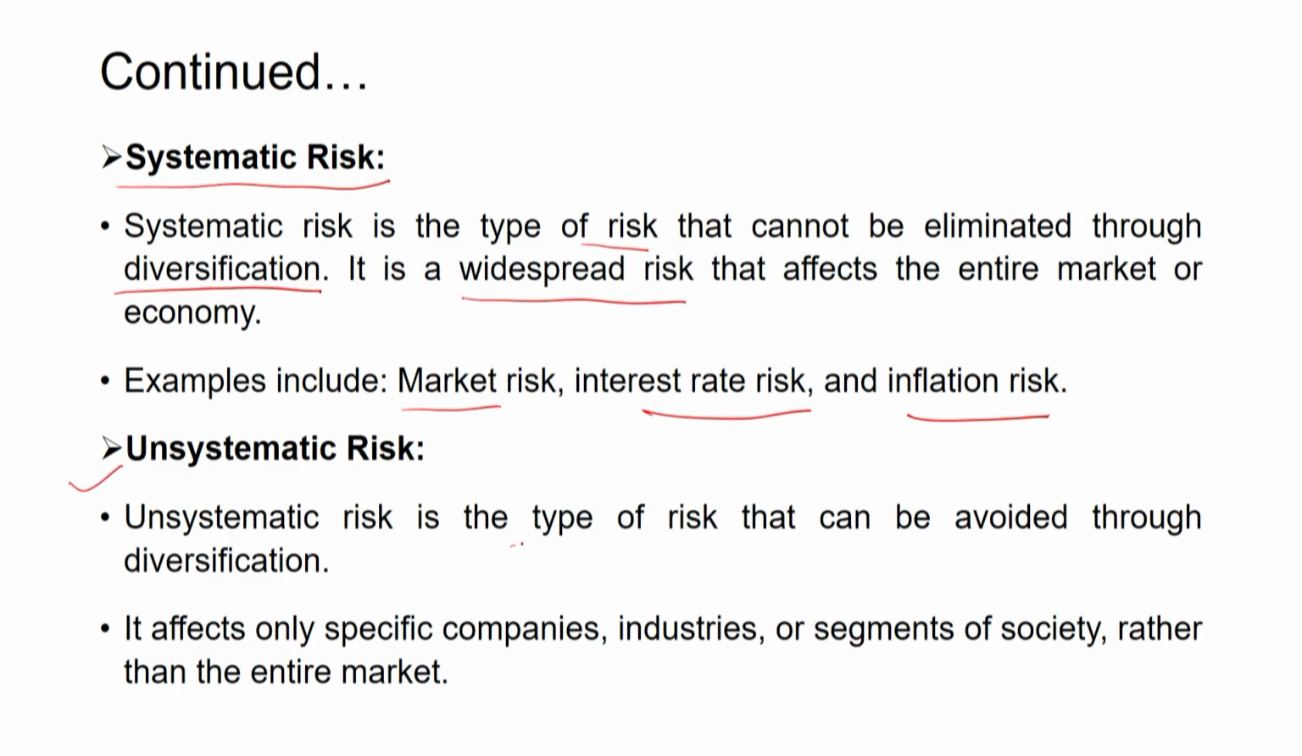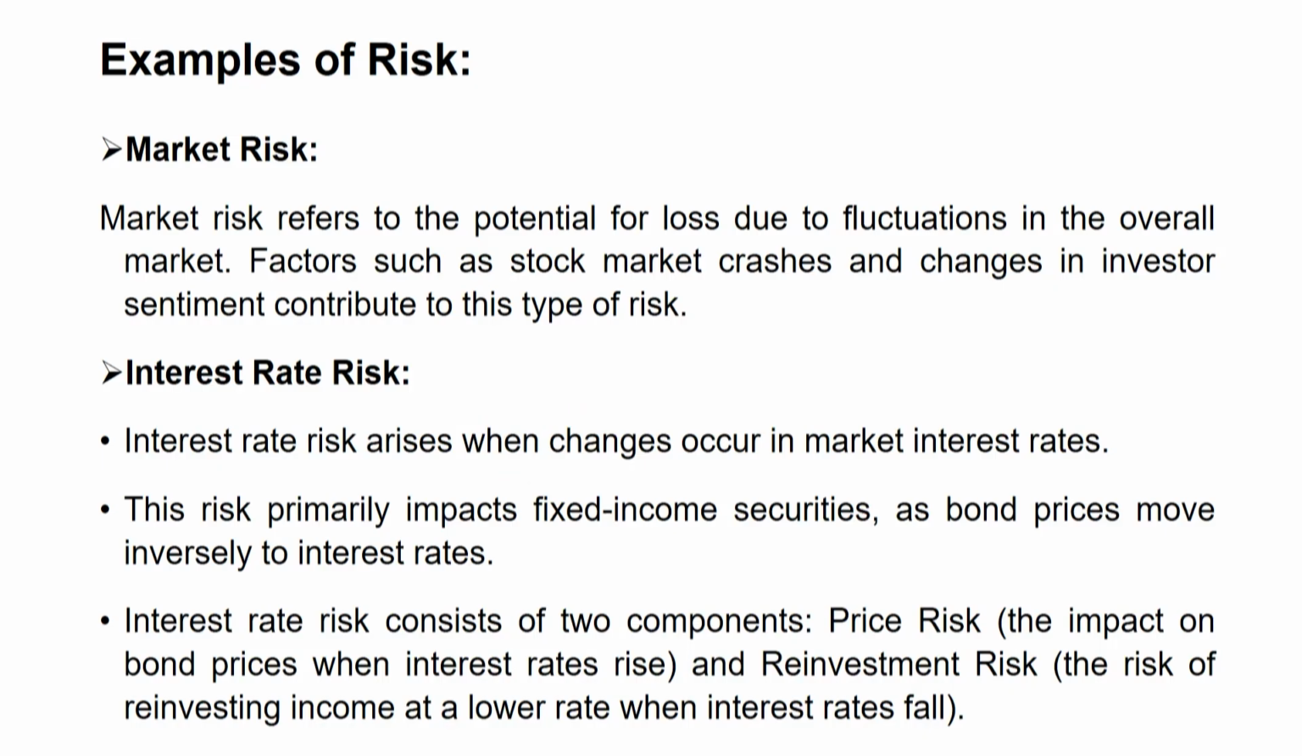Unsystematic risk is that type of risk that can be avoided with the help of diversification in the investment strategy. That means the unsystematic risk may affect only specific companies, industries, segments of the society rather than the entire market. That means these types of risk may arise due to certain factors that may be directly related to the specific category of a stock or the company, due to which their performance in the market may decline. And by diversifying your investment portfolio, you can very easily control the unsystematic risk involved in your investment strategy.